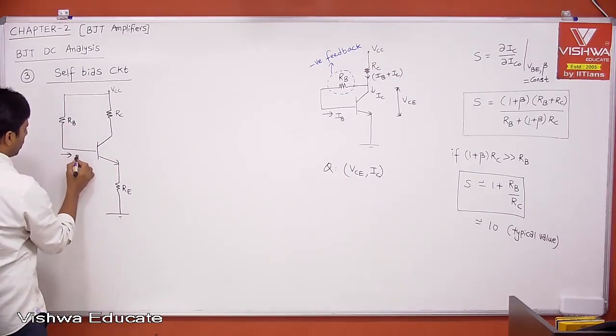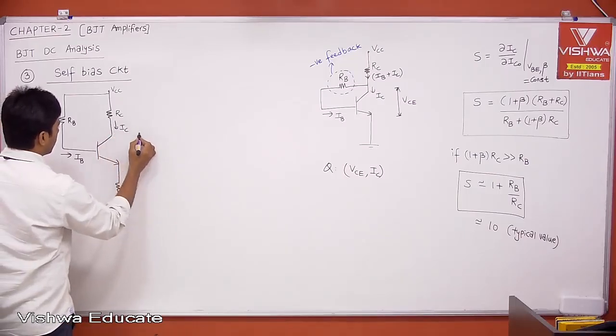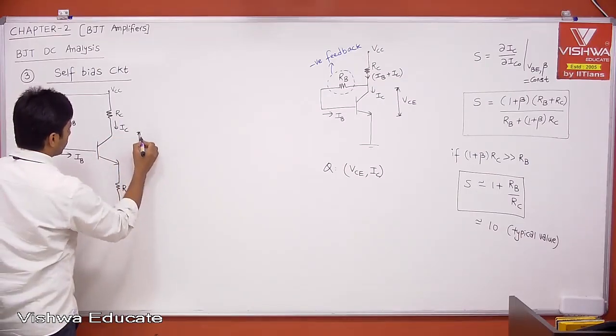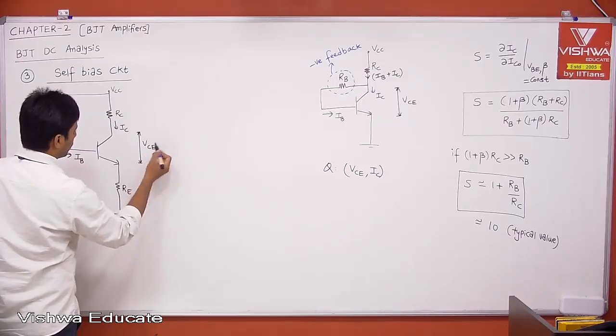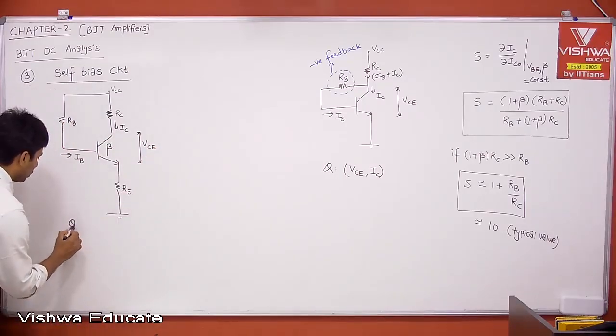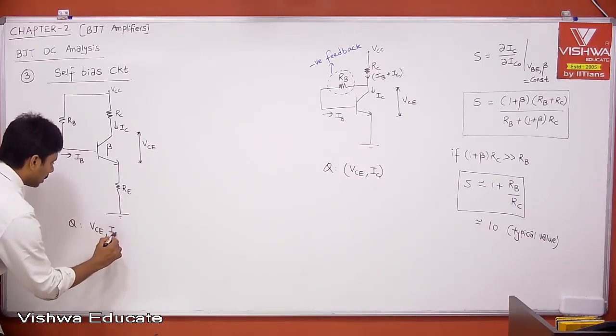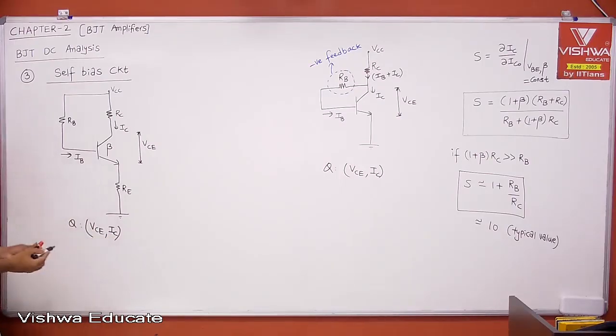this is IB, this is IC, then this is the output voltage VCE, and it has beta. Now the operating point Q is nothing but output voltage VCE comma IC. This is our operating point. Then where is the feedback resistor? I think we had seen this, right?